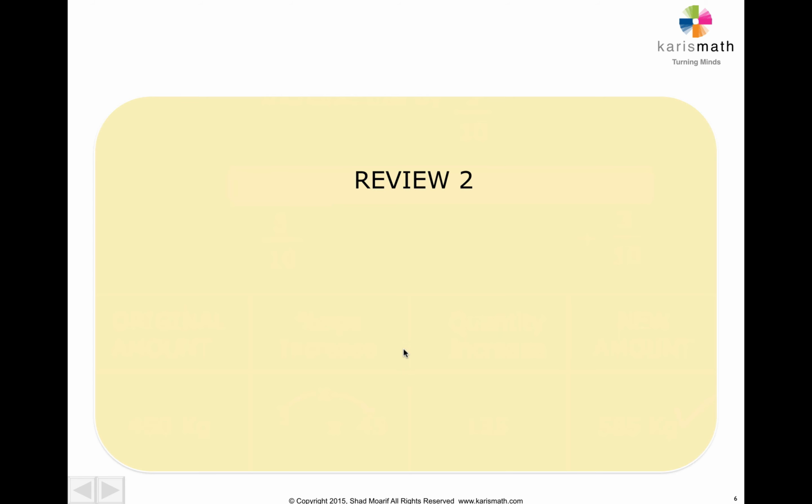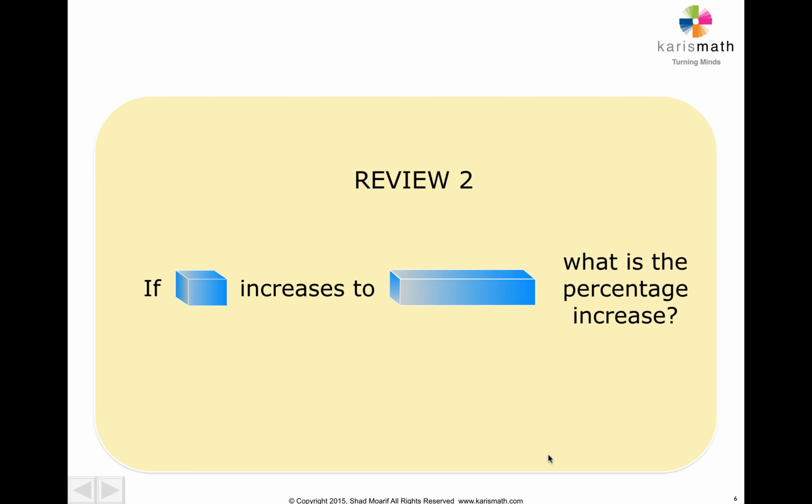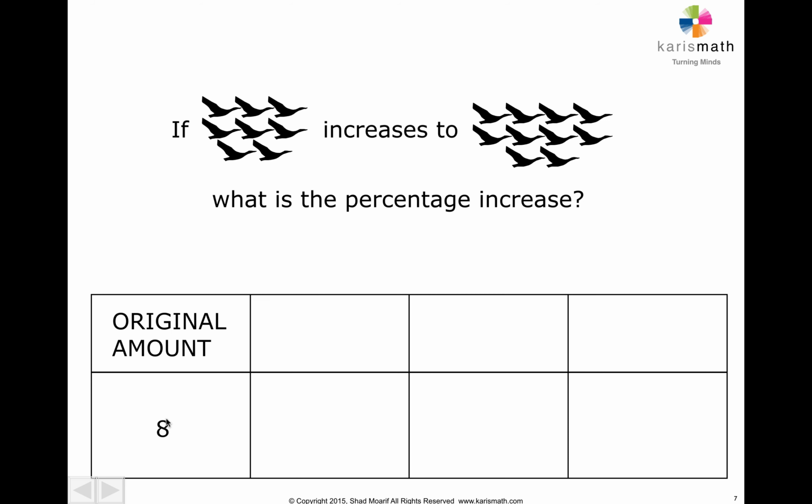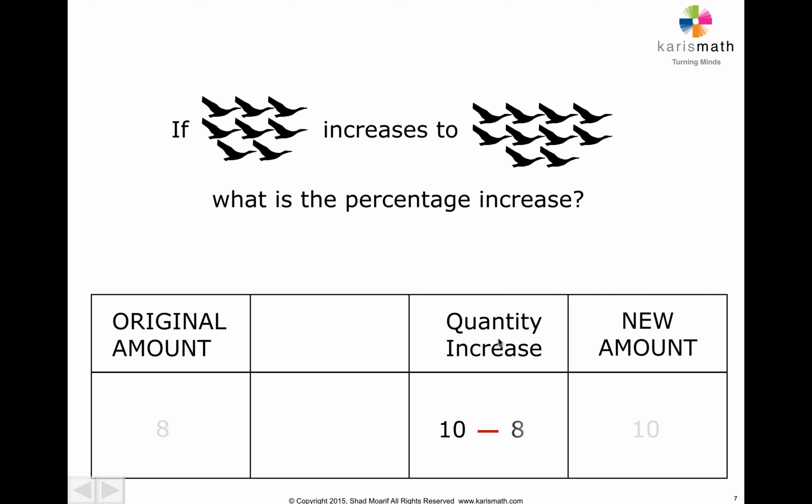Let's do a review of the second type. The second type was when we were trying to increase, if this is increased to this, then what's the percentage increase? Those are the kind of problems we did the next time. So the next review would be this. If that many ducks or swans increase to that many, what's the percentage increase? Well, the original amount was 8 ducks and the new amount are 10 ducks. So the difference, the quantity increase, is just by 2. 10 minus 8, find the difference, and the answer is 2 there.